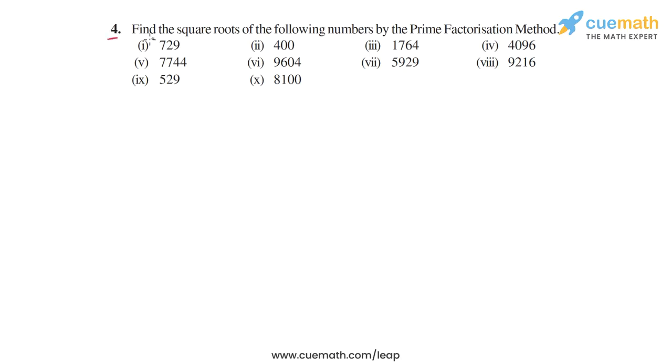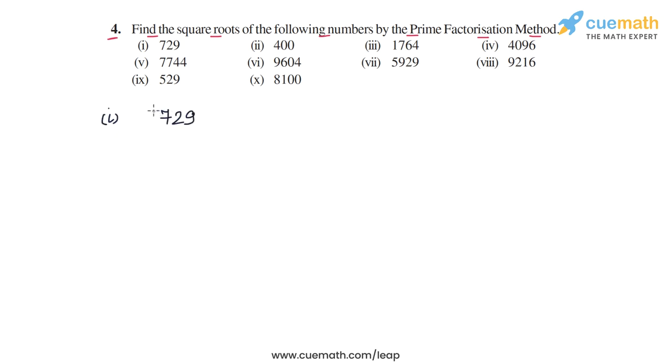In question 4, we have to find the square roots of the following numbers by the prime factorization method. So for each number, we have to first prime factorize it, and then we have to use that prime factorized form to find its square root. So let's start with the first number. The first number is 729.